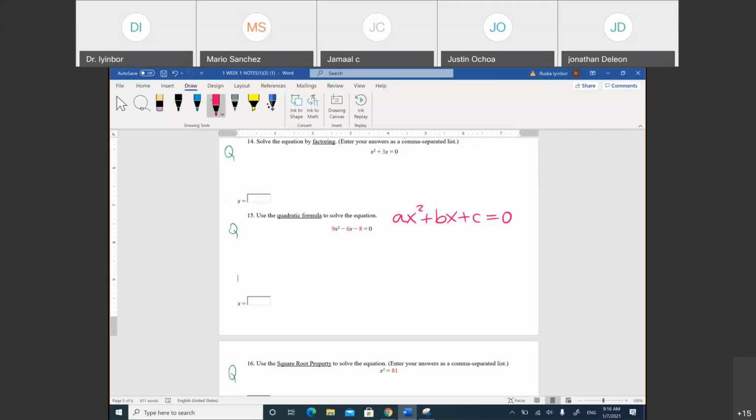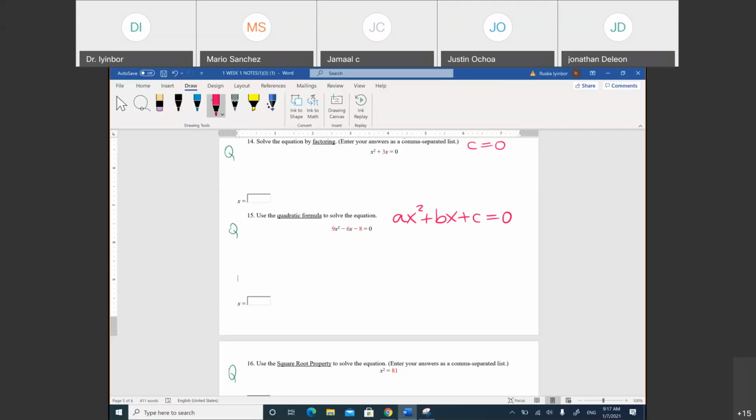So when you put your equation in this form, after you do the parentheses and simplify, it's going to look like this. Now, when there is no number by itself, like number 14, where you have x squared plus 3x, there is no number by itself. So factoring is easy to do if c is equal to 0, which means there is no number. You have only x squared and x. It's easier to do factoring if you don't have a number. Like number 15, you have 9x squared, negative 6x minus 8 equals 0. So for 15, we're going to use the formula.